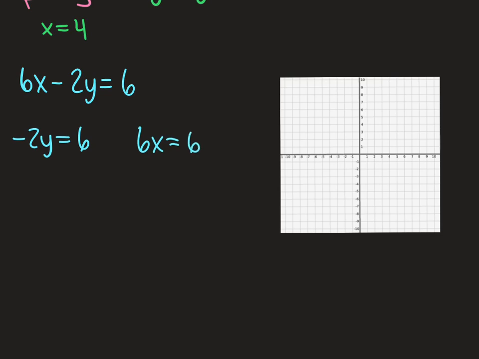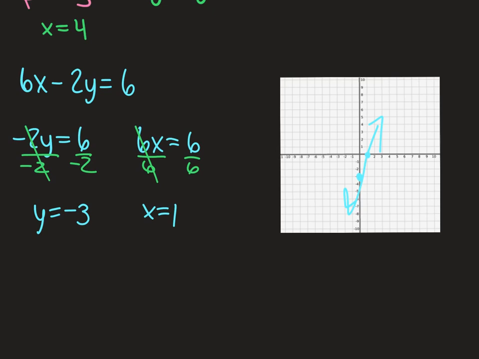Okay, see if that makes sense. X is gone, so when x is gone, I have -2y equals 6. When y is gone, when y is 0, I have 6x equals 6. Solve each equation. Divide by -2, divide by 6. Y is going to be -3, and x is going to be +1. Y is -3, gives me a dot there. X equals 1 gives me a dot there. Connect the dots.